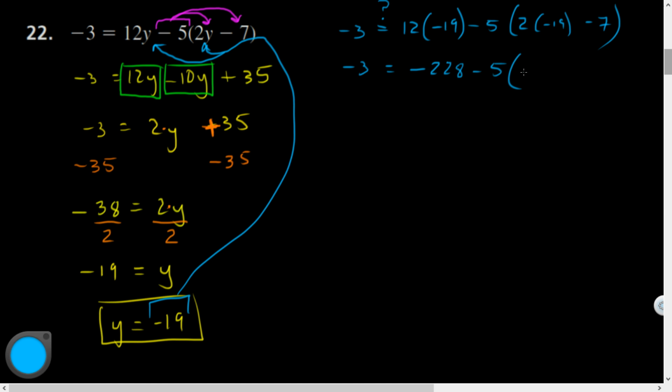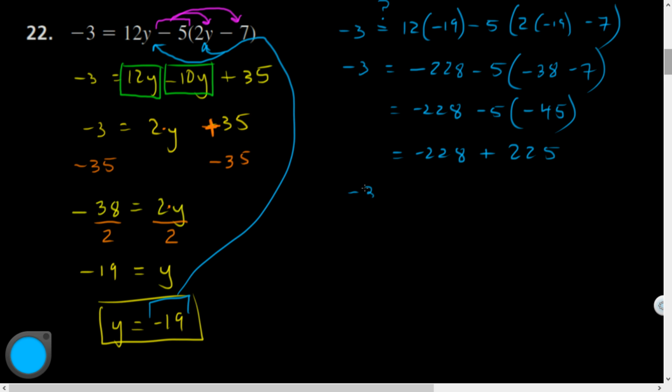2 times negative 19, that's going to be negative 38 minus 7. Let's simplify that part. Negative 228 minus 5 times negative 45, I believe. Negative 5 times negative 45 is going to be plus 45 times 5. That's 225.